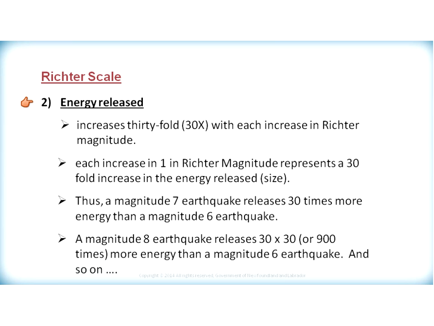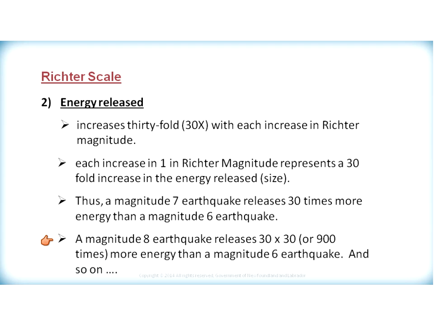When we look at the energy released according to the Richter scale, the energy released increases 30-fold with each increase in Richter magnitude. So each increase of 1 in Richter magnitude represents a 30-fold increase in the amount of energy released from the earthquake. Thus, a magnitude of 7 releases 30 times more energy than a magnitude of 6 earthquake.